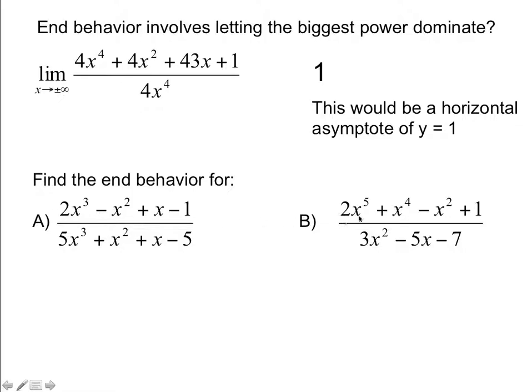And I want to find the end behavior for these two models. So let's take a look at this first model. The highest power on the top is 3. So we're literally going to ignore the -1, the x, and the negative x squared. And we're going to rewrite the top as 2x cubed.